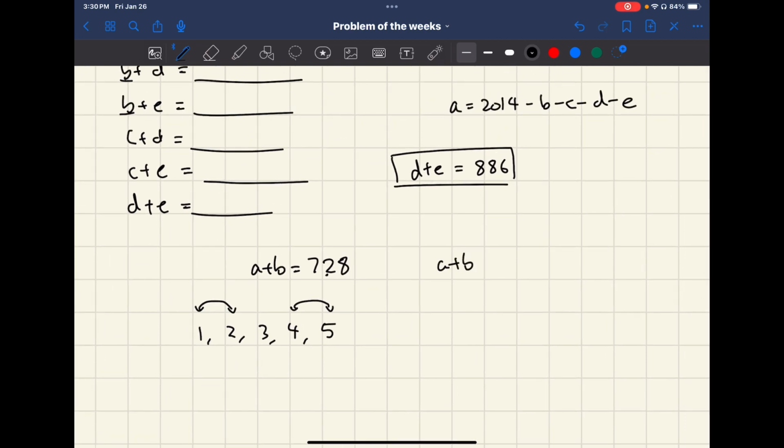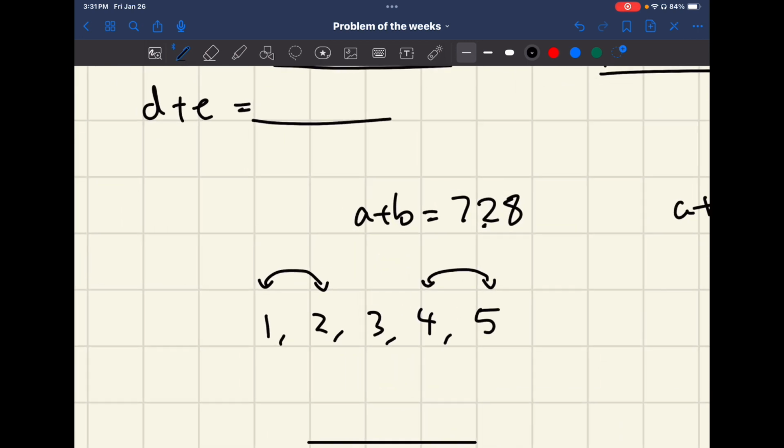Now, we know A plus B plus C plus D plus E equals 2014. So solving for C, we get 2014 minus 728 minus 886. That would be 400. Okay, so that is something we know.